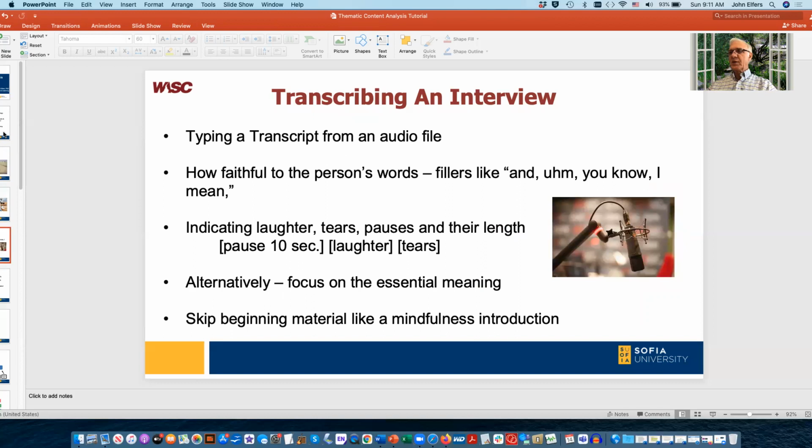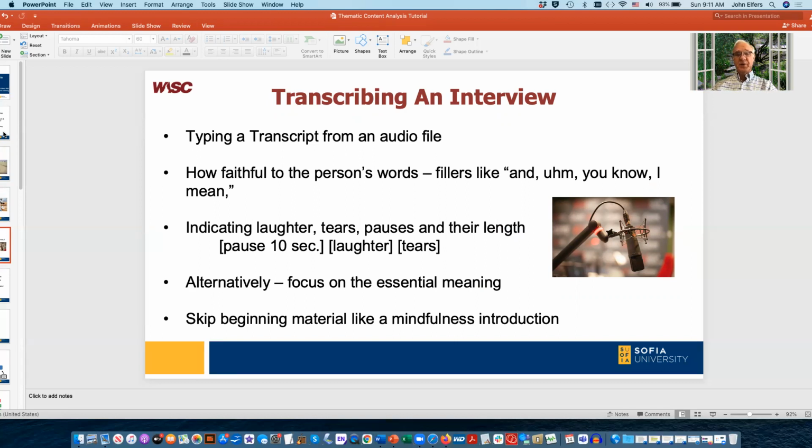So let's talk first about transcribing an interview. Before we dive into the steps of analysis, it's important to know that you first have to have an interview in front of you. You will likely be making an audio recording of an interview. So the first step is to get that audio data onto paper, into a document that is a faithful transcript of the interview. There are several ways of doing this.